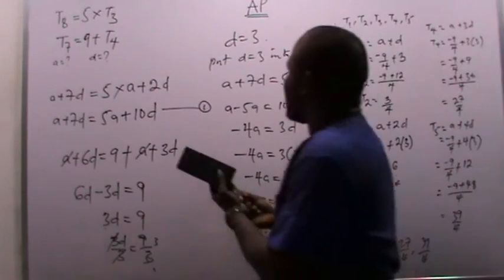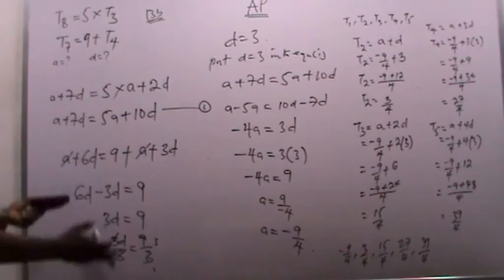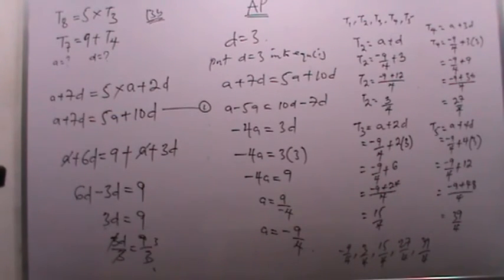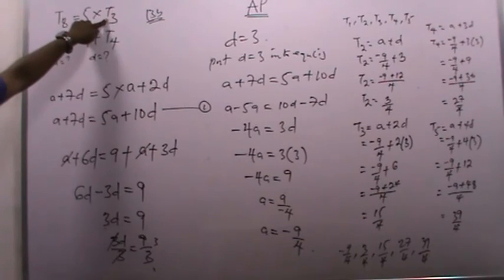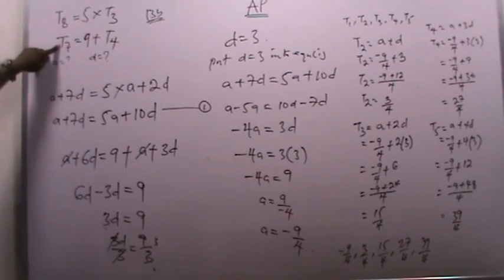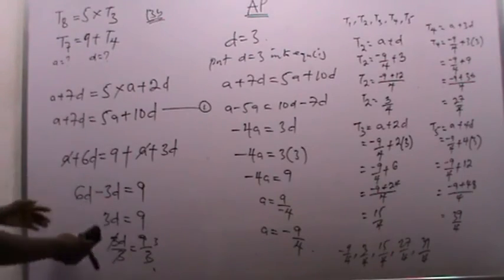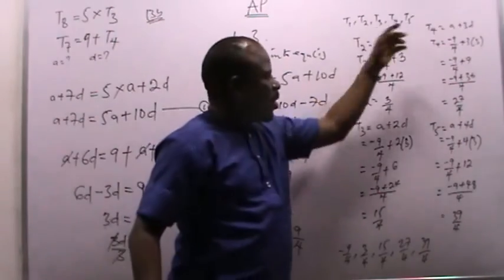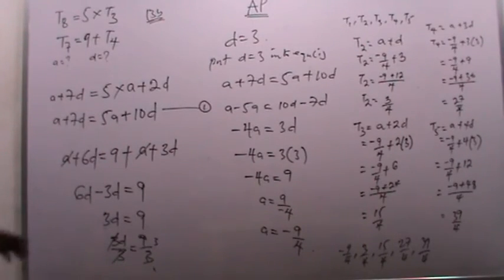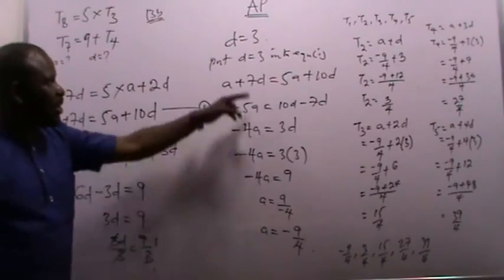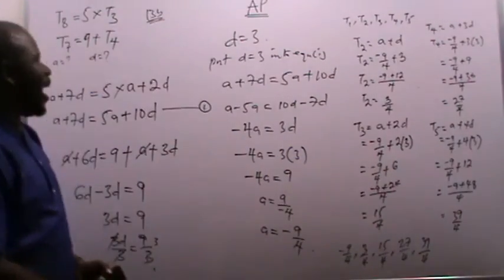This is 13B of that year. This is what they want us to do. They gave us the 8th term is 5 times the 3rd term, and the 7th term is 9 greater than the 4th term. Then they want us to write the first 5 terms of the AP. And this is the way to go about it. You determine your A and you determine your D. Then you can substitute for all this and get your final answer.